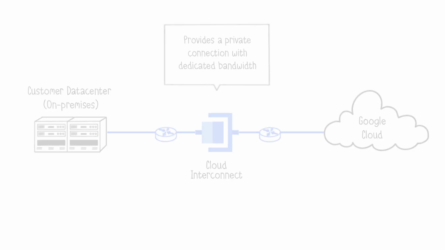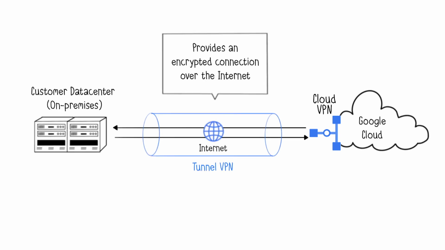the public internet. Cloud VPN, for Virtual Private Network, offers encrypted connections over the public internet, ideal for moderate bandwidth needs, or when a direct connection isn't necessary. It creates a secure IPsec tunnel between the client-side gateway and Google Cloud. All traffic passing through this tunnel is encrypted, guaranteeing data confidentiality and integrity even if it traverses the public internet.